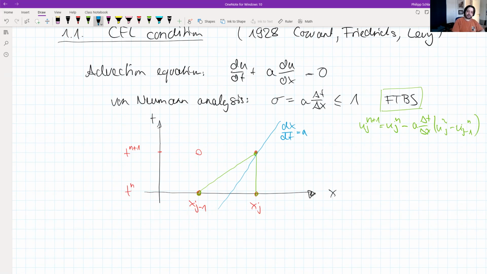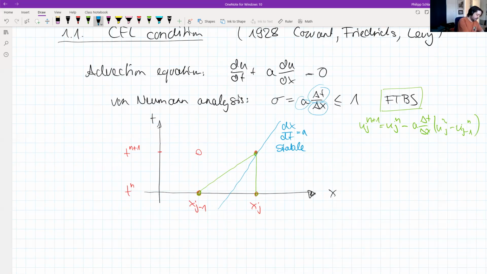Okay, so now the question is, how do I need to plot this graph for a stable case, and how would it look for an unstable case? It turns out that what I drew here would correspond to a stable situation. Stable because, and now we can actually check, a times delta t divided by delta x would be lower or equal to 1 for this situation.